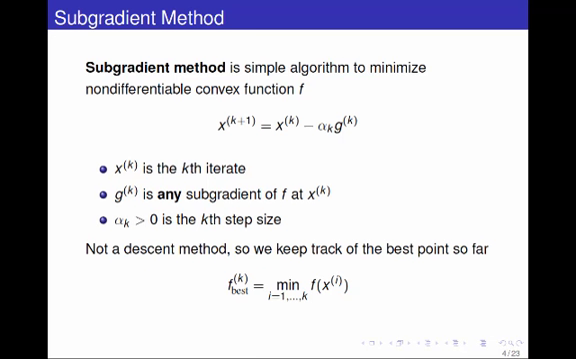All you do is you are at a certain point xk, you get the subgradient at that point, you turn around, go the opposite direction, and scale it by a step size alpha k.